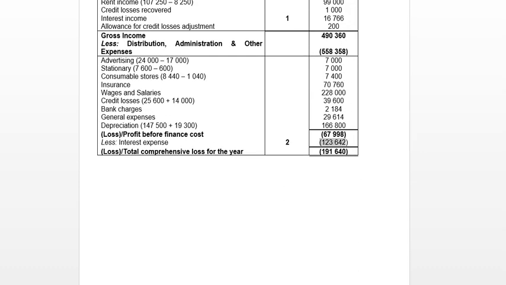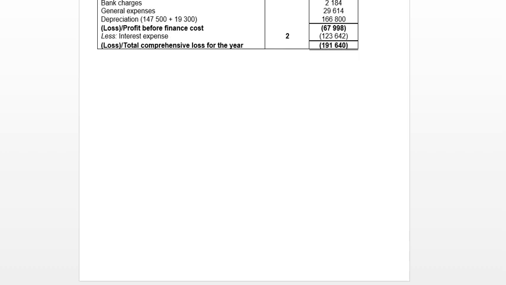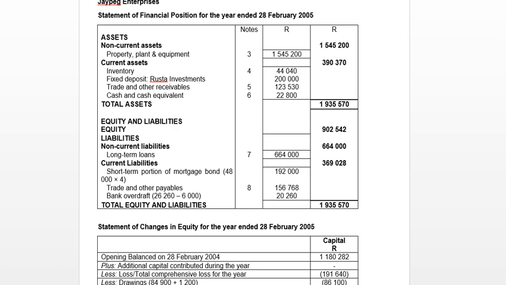Okay, so our total interest expense was 123,642. So we made a total comprehensive loss for the year of 191,640 Rand. Okay, if we have a look at our statement of financial position, what do we have?